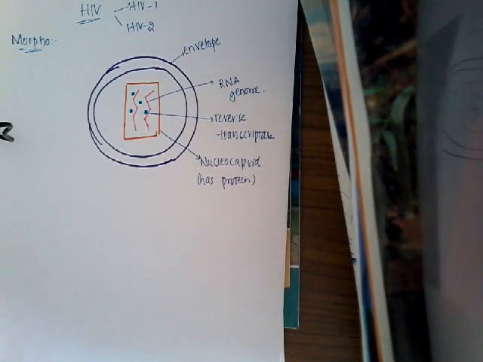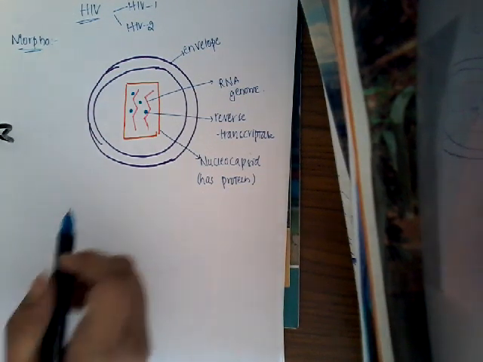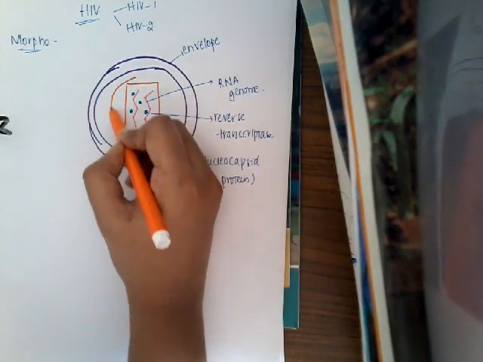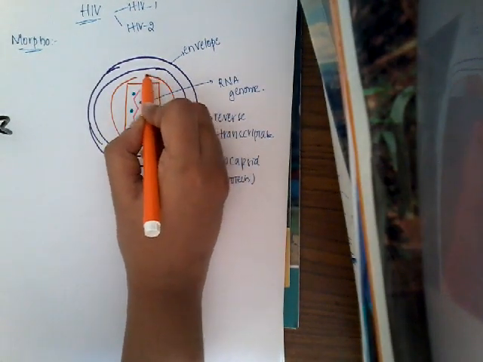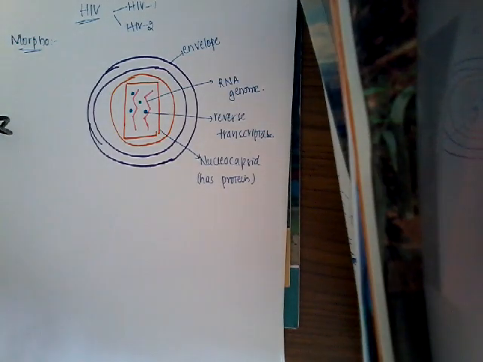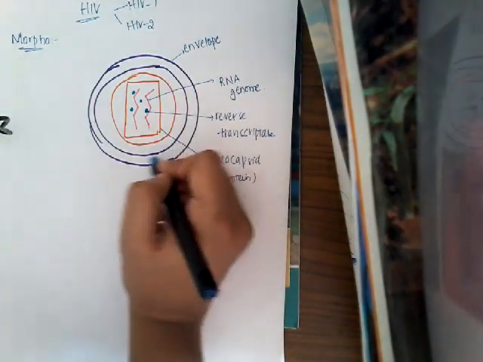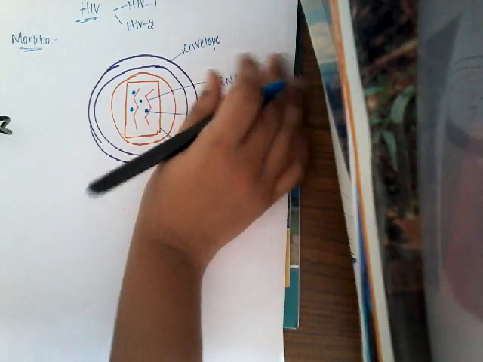Now, the virus also contains a lipoprotein envelope. Remember that the nucleocapsid has two shells. This is the inner shell, and there is one more shell, which is the outer shell of the nucleocapsid. Now, the virus also has a lipoprotein envelope. I have already shown you the envelope. This is the lipoprotein envelope.